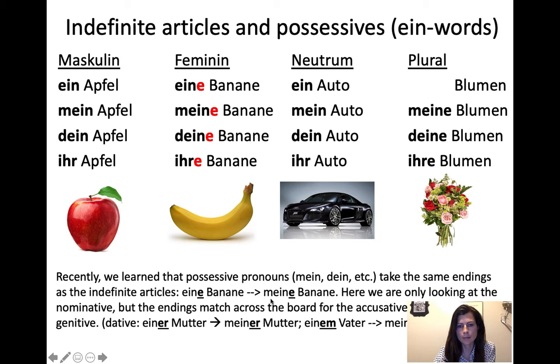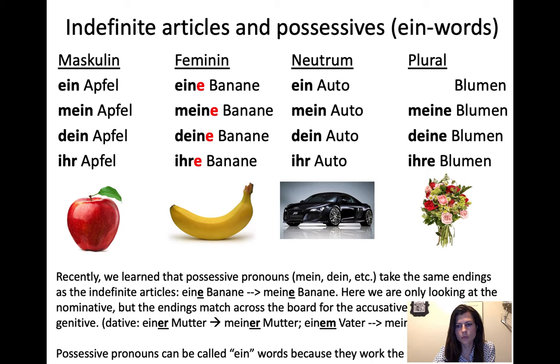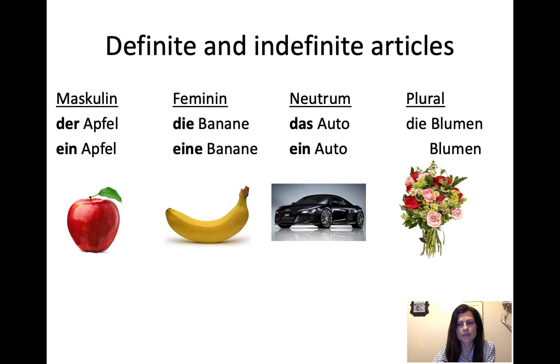Eine Banane, meine Banane. So we're looking at the nominative, but then those endings will change across the board to match the accusative, dative, genitive. Eine Mutter would be dative. Meine Mutter would also be dative, but with a possessive instead of the indefinite article. Einem Vater would then be meinem Vater, etc. So all the endings are going to match between the ein word and the possessive. Possessive pronouns can be called ein words because they work in the same way as ein. They have the same rules.